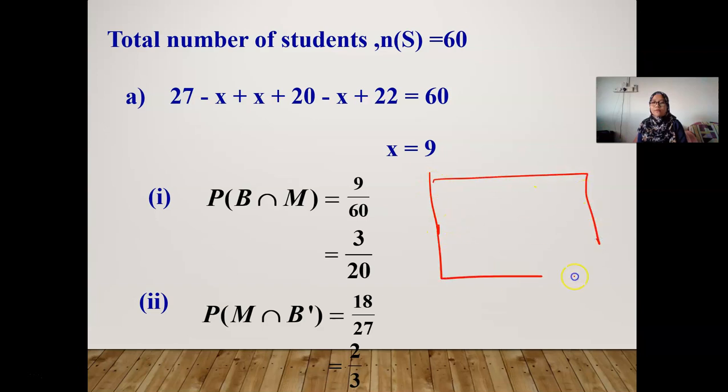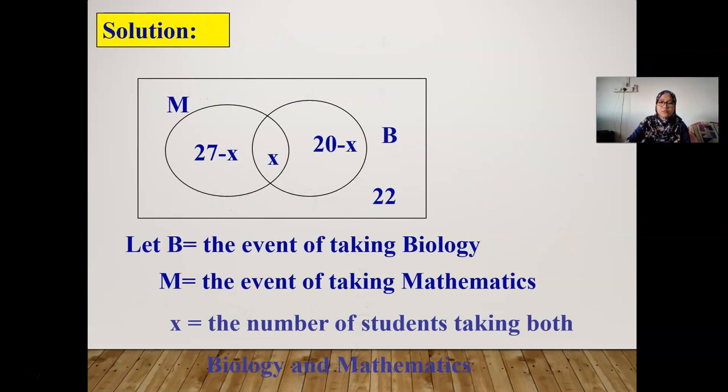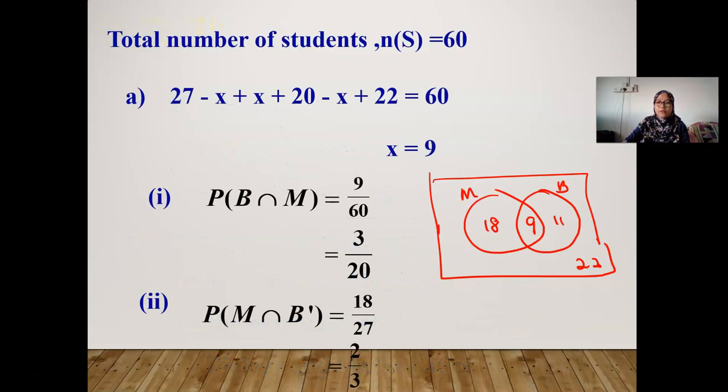So when you get X equals 9, back at our graph: here is 9 for maths and biology, outside is 22, and 27 minus 9 is 18, kan? And this is 11, 20 minus 9. Okay, 11. So the probability of taking both maths and biology is 9 over 60.